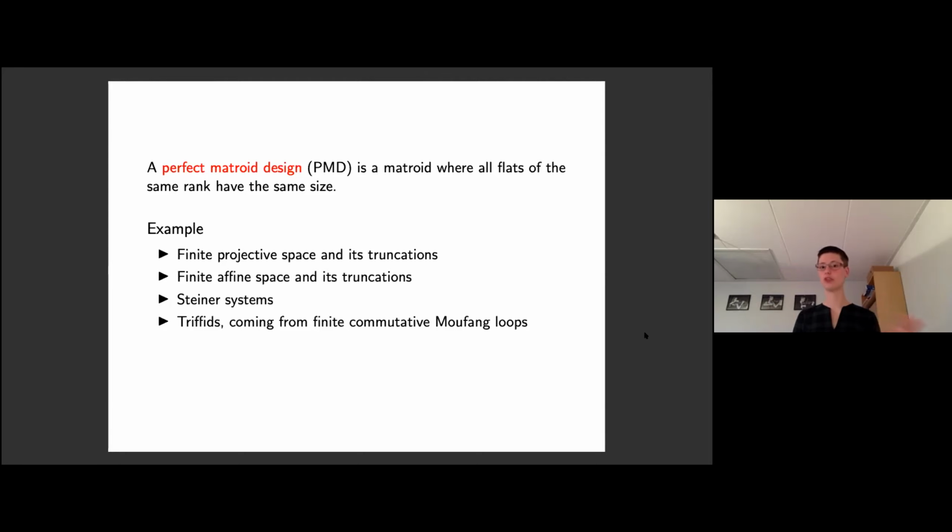They come from finite commutative Moufang loops. I don't know what any of these words mean, so please don't ask me about it, or explain them to me if you do know about them.